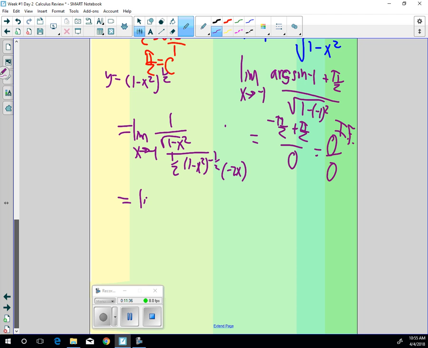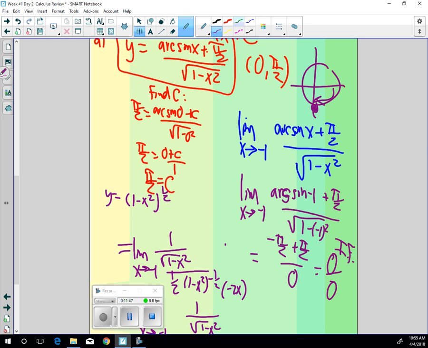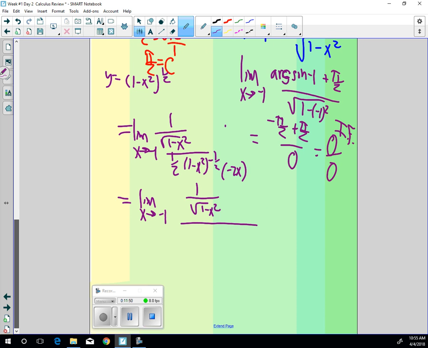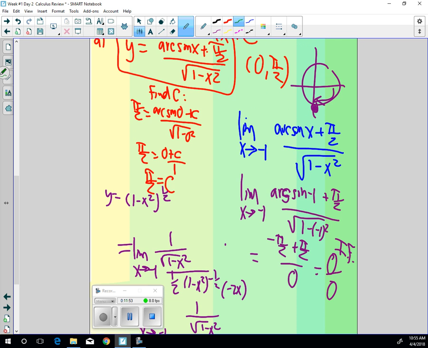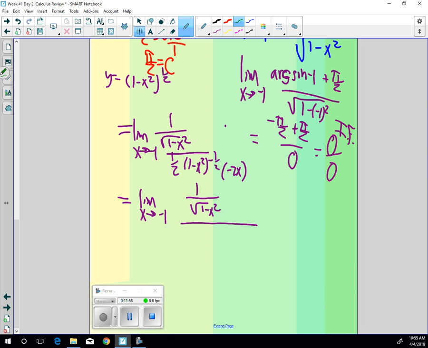So this is going to be equal to the limit as x approaches -1 of 1 over the square root of 1 minus x squared over, can I cancel these 2's? Will you let me do it? Just a second. So this is going to be negative 1 over the square root of 1 minus x squared. What happens next? Those cancel out and you get -1.